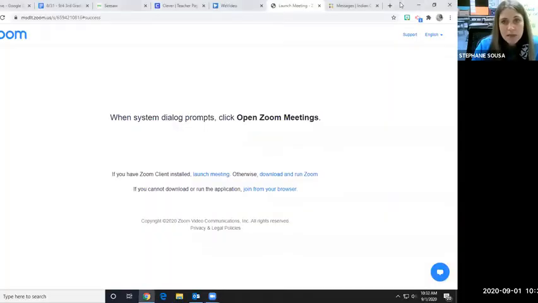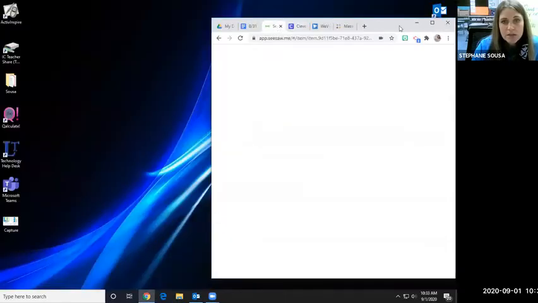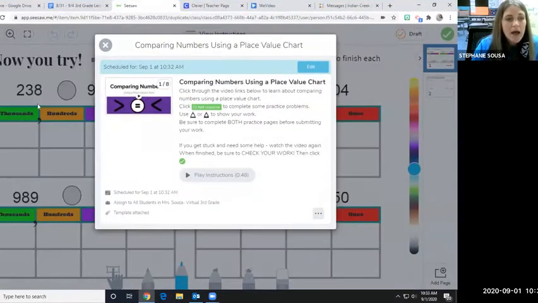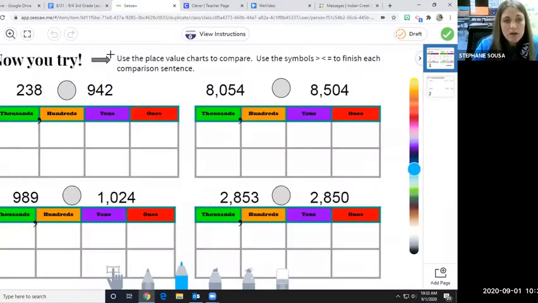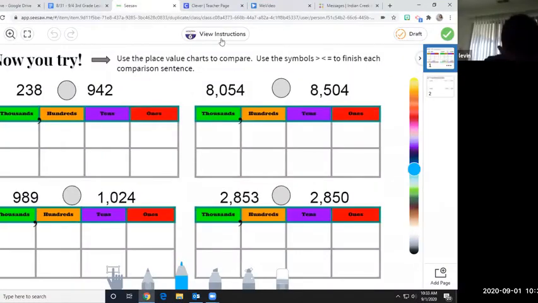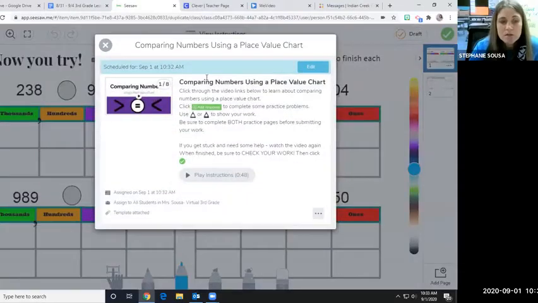Your assignment today is completely and entirely on Seesaw. And I have already started a template as a sample student. This is what your work will look like. However, it says view instructions. So let's look at our instructions together. Let me make sure I am sharing my sound. There we go.